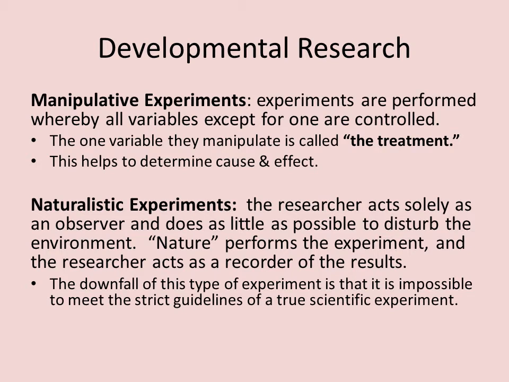This helps to determine cause and effect. The next is naturalistic experiments. The researcher acts solely as an observer and does as little as possible to disturb the environment. Nature performs the experiment, and the researcher acts as a recorder of the results. The downfall of this type of experiment is that it is impossible to meet the strict guidelines of a true scientific experiment.